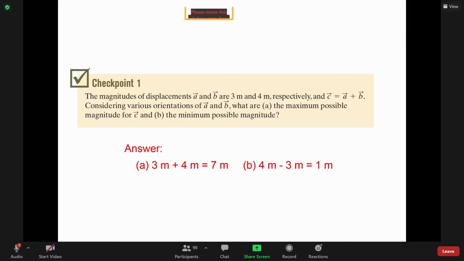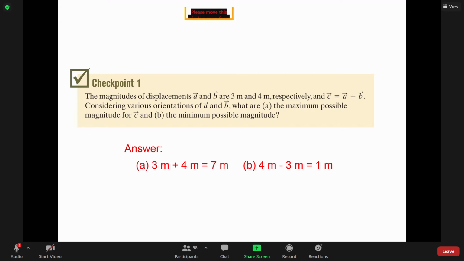The magnitudes of displacements A and B are 3 and 4 meters. So I have two vectors, vector A and vector B. Vector A is 3 meters and vector B is 4 meters, more lengthy. Okay? He did not tell you anything about the directions of A and B. They can be like this, they can be any direction. He just told you the magnitude of vector A is 3 meters and the magnitude of vector B is 4 meters. Okay, good. Now he's telling you another piece of information.